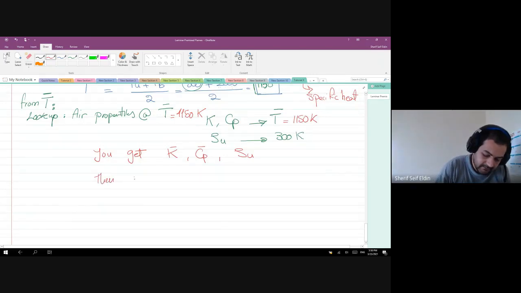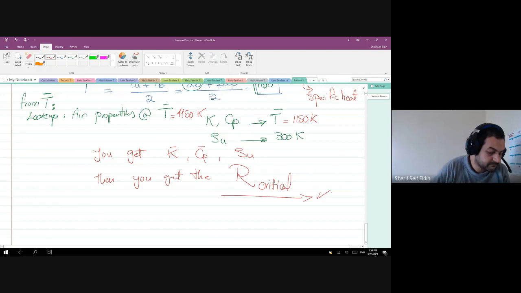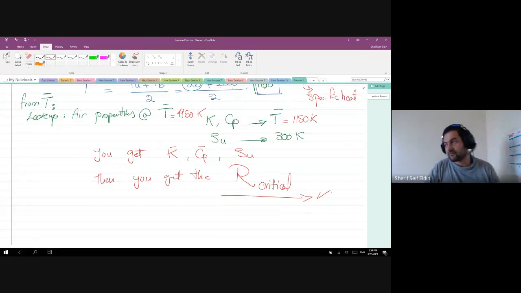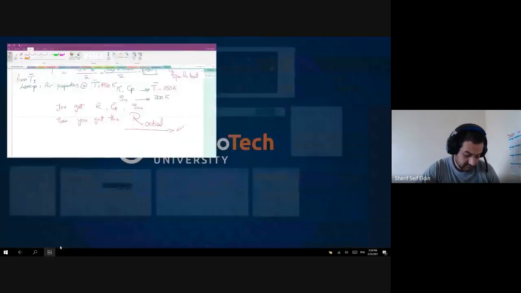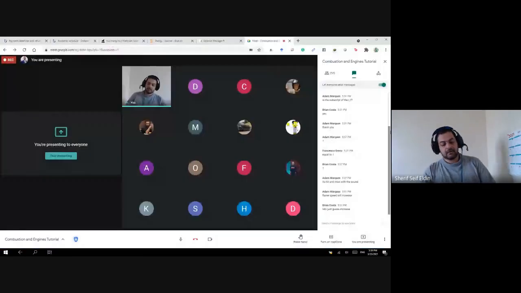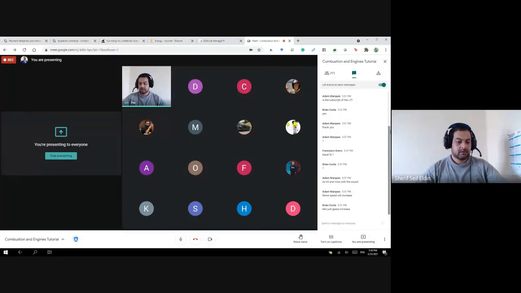Then you get the critical radius. We get the critical radius because we wanted to know it will affect, obviously, the dimension of the combustion chamber that has to accommodate this propagating flame. And that's all for today's tutorial.